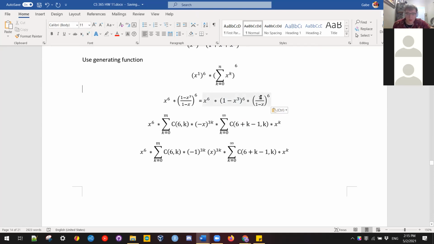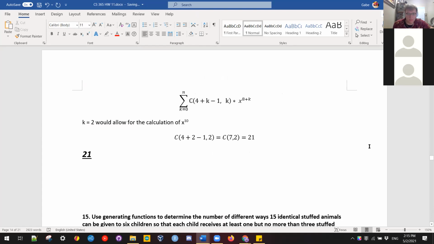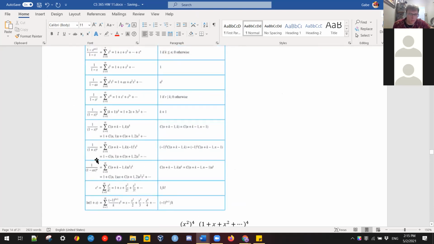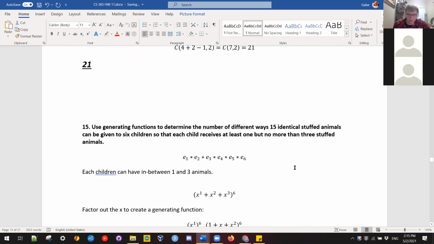And so then you have 1 over 1 minus x to the 6th, basically. And so here, 1 over, and let me know if I get this part all wonky, 1 minus x to the 6th. And so n is 6 plus k, we don't know what k is, minus 1, and k, to the x to the k. So I think that's right.